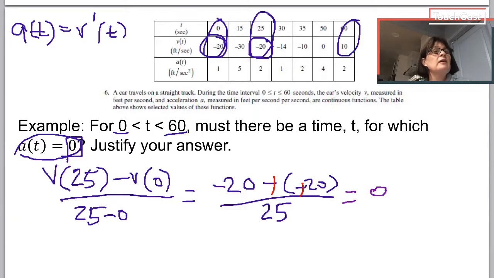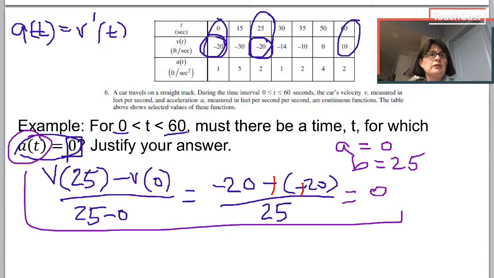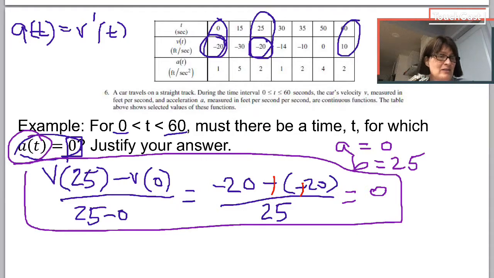So 0 over 25. So I found the average rate of change of the velocity function using a 0 and b 25. And I have an average rate of change of 0. And the mean value theorem I can then use to say that there must be a time t in between 0 and 25 at which the derivative of v, which is a of t, is equal to 0. So I'm going to write it up next. Notice I have my average rate of change computation, it has to be there. It's my style to do it first, but like I said, you can write it up so it comes at the end of your statement too.